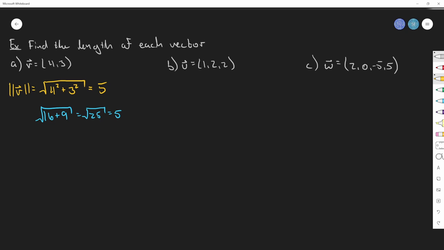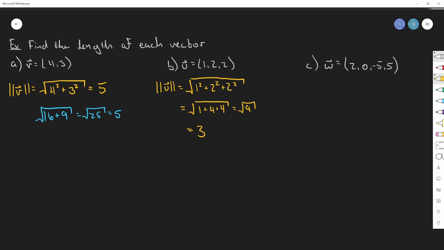Cool. So part B is telling us to find the magnitude of the vector 1, 2, 2. It's really no different than the one that we did previously. The only thing is you're just adding a second term. So again, it'll be the square root of the sum of all the squares of the coordinates. So 1 squared is 1, then plus 4 plus 4. 4 plus 4 is 8, plus 1 is 9. So this is the square root of 9, which is equal to 3.